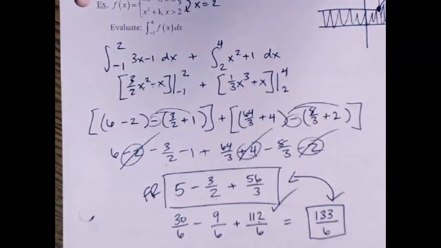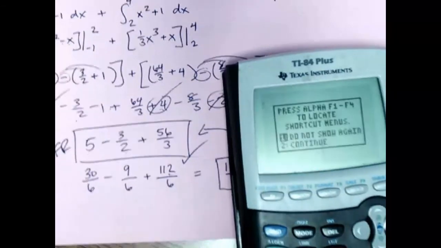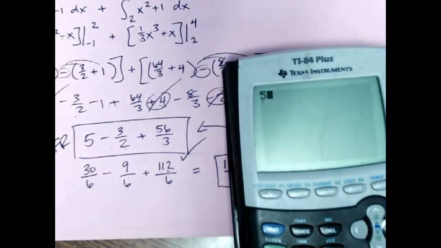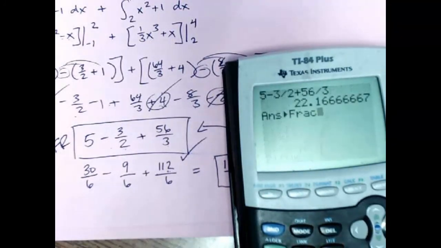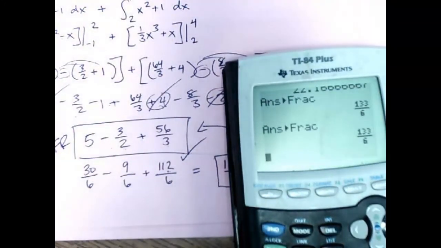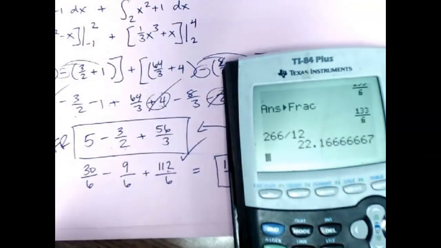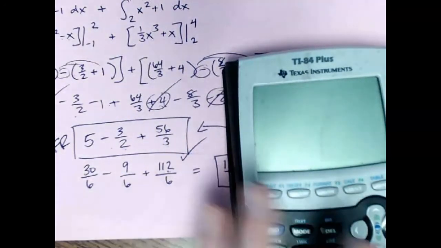Right, so those two answers are the same. What I always like to do is just check it. Let's plug it into the calculator. So I've got 5 minus 3/2 plus 56 over 3. This gives you this weird decimal. You can hit math, enter, enter, and it'll change it back into the fraction, and it'll give you the simplest version of the fraction. So that's really nice. Even if you had something like 266 over 12, you're like, okay, math, enter, enter. It'll turn it into the simplest version of your fraction.